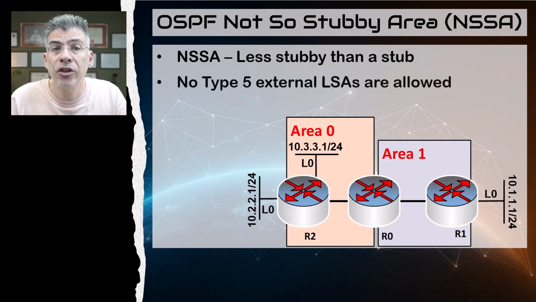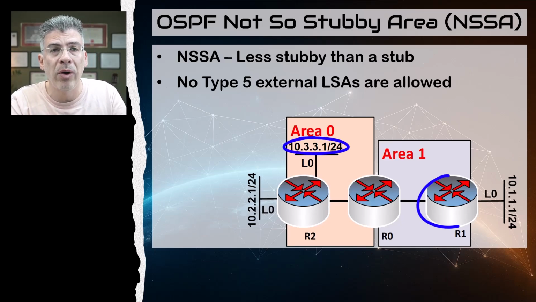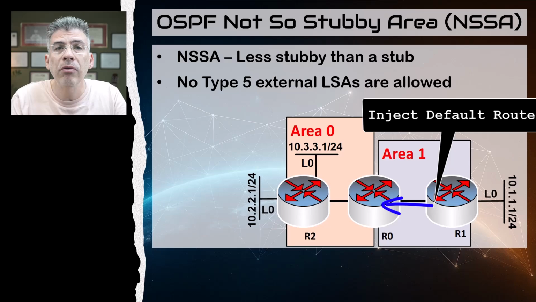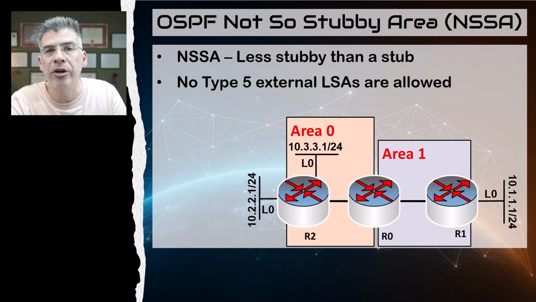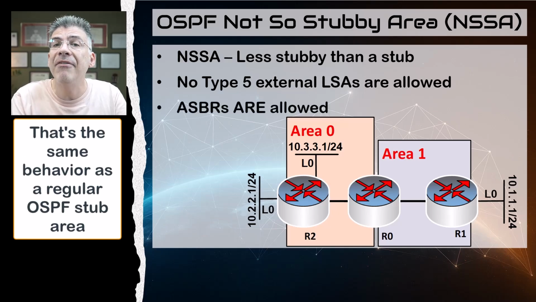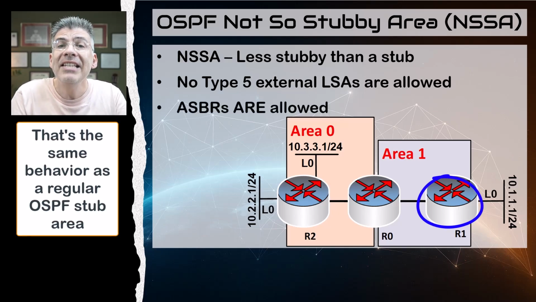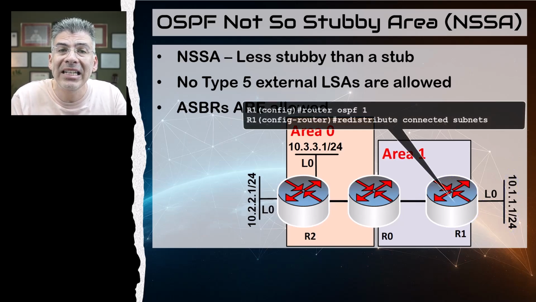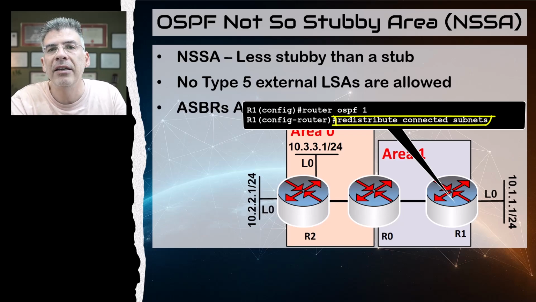So no Type 5 external LSAs are allowed to enter the Area 1 NSSA, but Type 3 summary LSAs are allowed. So for example, you would see this network here in R1's routing table. So R1 would be given a default route to R0 for all external routes learned by the OSPF topology via the R0 router. That's the same as a regular stub area. But now we are allowed to have an ASBR. And R1 here is an ASBR because this network is outside of Area 1. And it is then redistributed into the OSPF domain in R1.